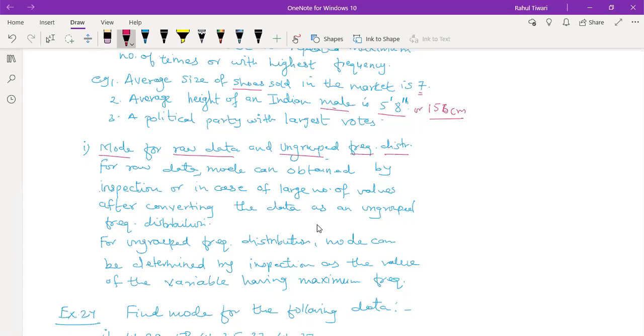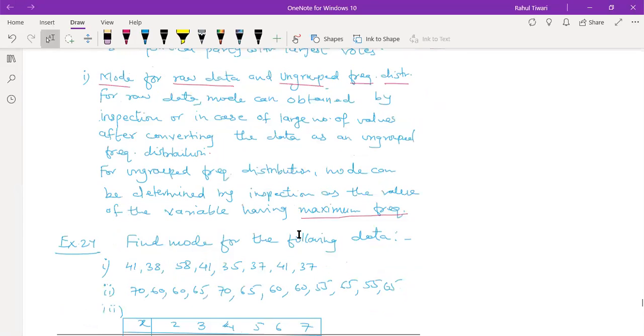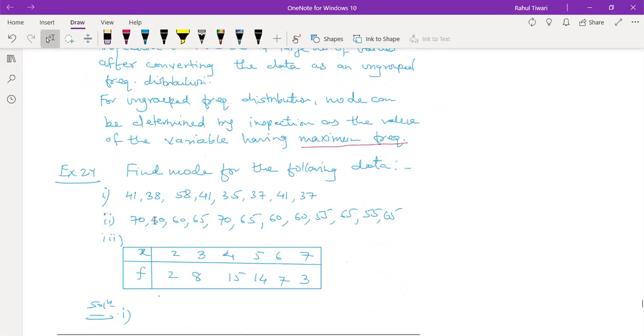But if the data is small, you can just search how many times each value is repeating. That is very simple. Similarly, when you have ungrouped data, the mode can be obtained using the same concept of maximum frequency. Wherever the maximum frequency is, based on that you get the value of the mode. This is just the theory part, so you can understand how it works when you do the problem.